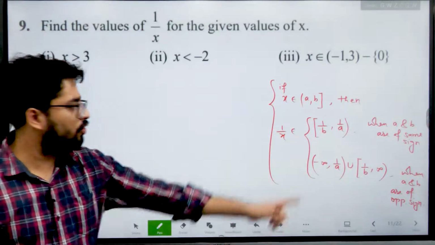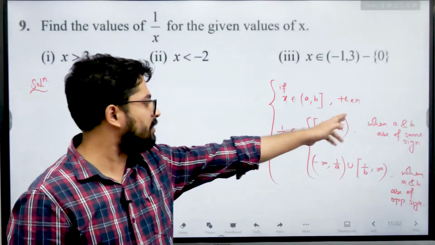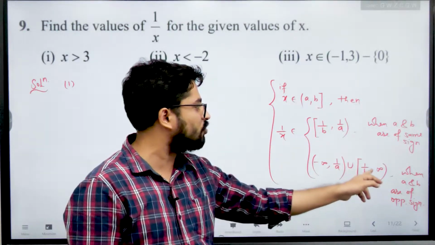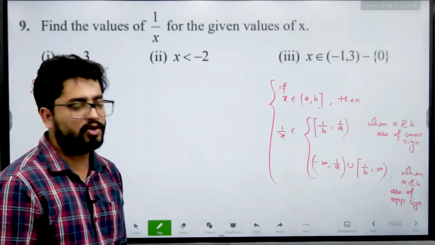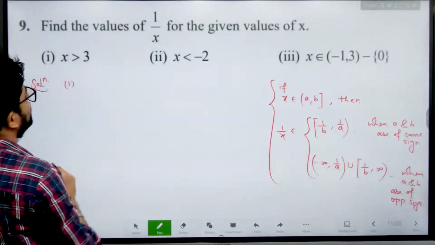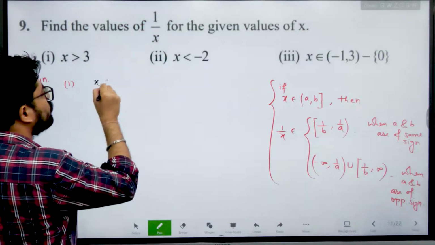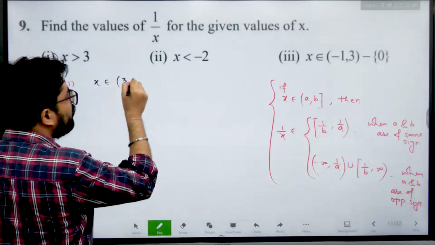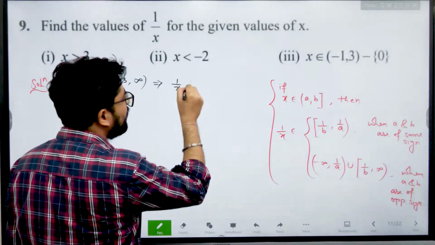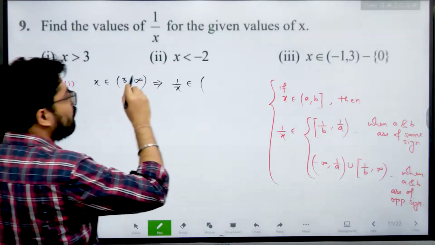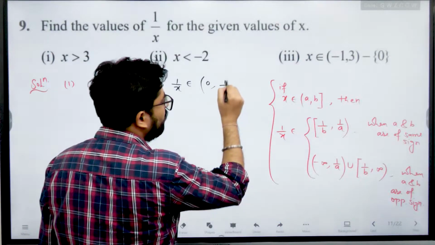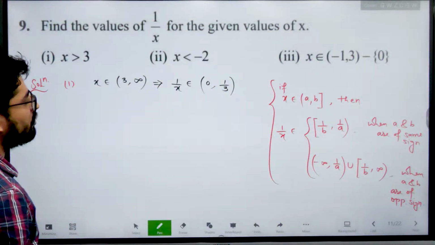We know this rule. If x belongs to (a, b), then 1 by x belongs to (1 by b, 1 by a) when both are of the same sign, and (minus infinity, 1 by a) union (1 by b, infinity) when both are of opposite sign. For the first part, x is greater than 3, so x belongs to (3, infinity). So 1 by x belongs to (1 by infinity, 1 by 3), that is (0, 1 by 3).